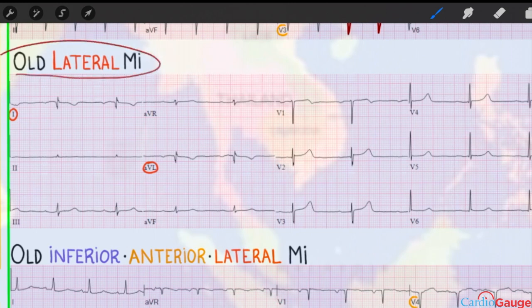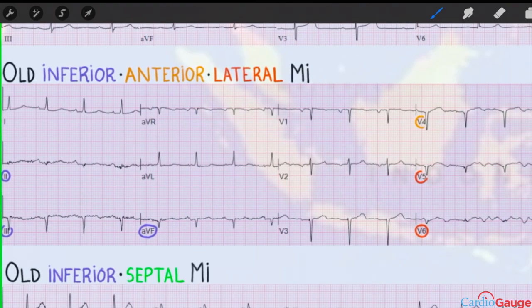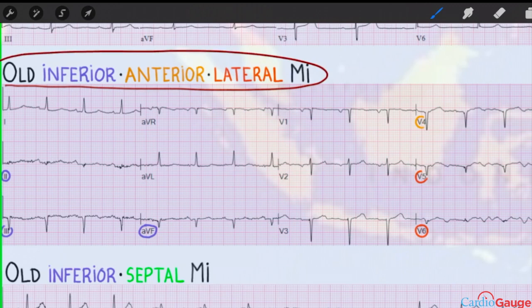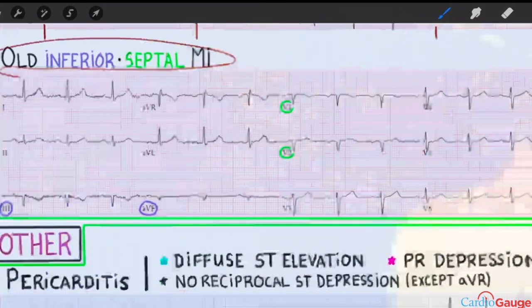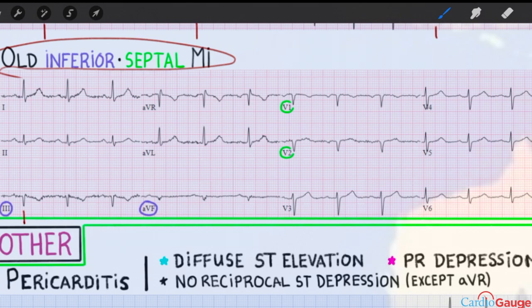The old lateral MI, that's from the example above. Q waves, more than a millimeter wide, more than a millimeter deep. Old inferior, anterior and lateral MI. Q wave, I guess that's a Q wave. Definitely Q waves here. This is a very abnormal EKG, and there's a very high chance that this patient has had a prior infarct. Old inferior septal, Q wave more than 1 millimeter wide, more than 1 millimeter deep, in 3 and AVF, and then V1 and V2 have clear Q waves.